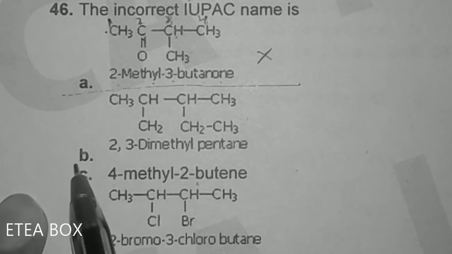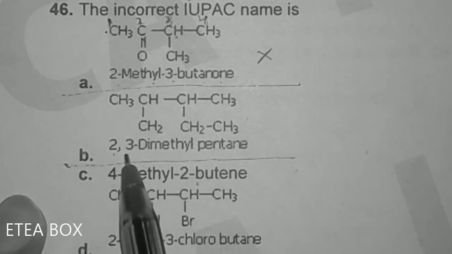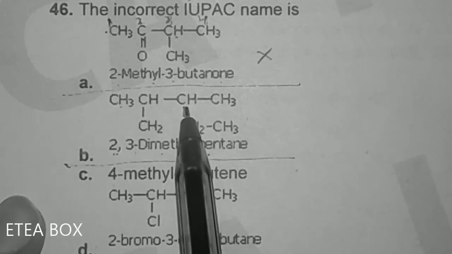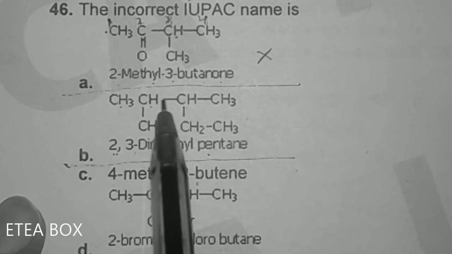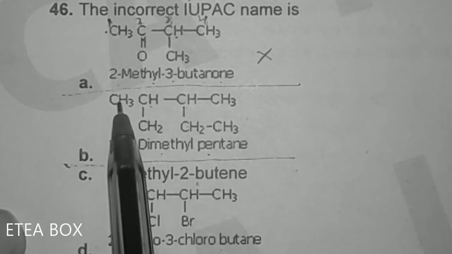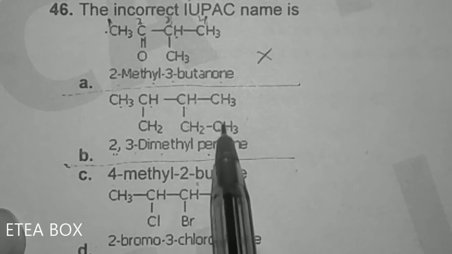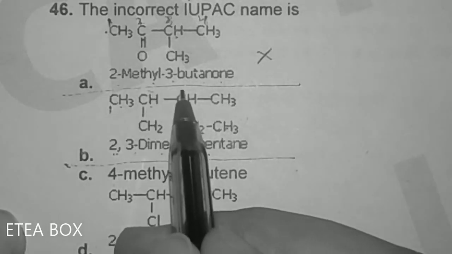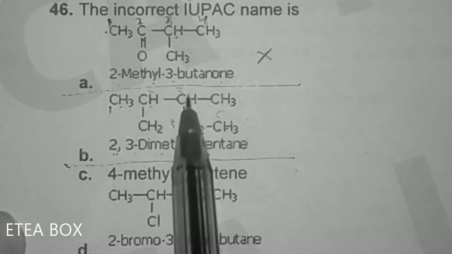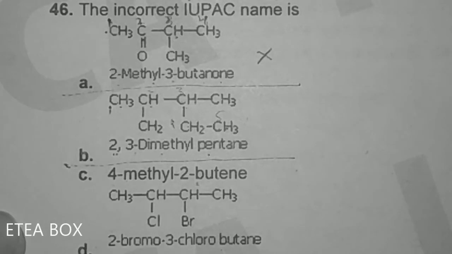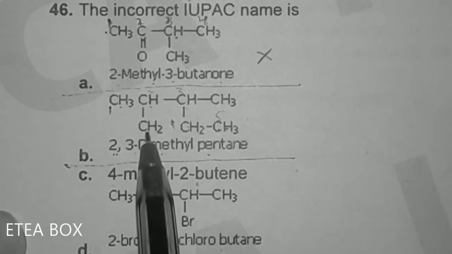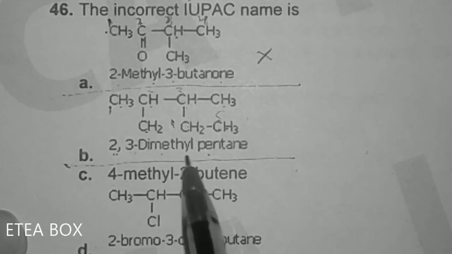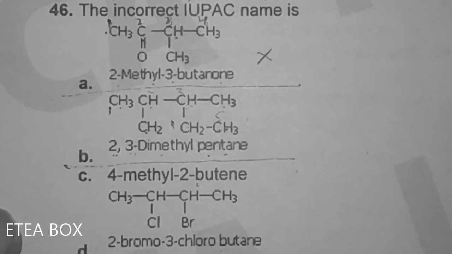Now look at this one, option B, 2,3-dimethylpentane. So look here, select the longest chain, 1, 2, 3, 4 or 1, 2, 3, 4, 5. Look, the longest chain is like this, 1, 2, 3, 4, 5. Now start the numbering where the branch is nearer, 1, 2, 3, 4 and 5. So look at this, on carbon number 2 a methyl is present and on carbon number 3 a methyl is present, so 2,3-dimethylpentane.